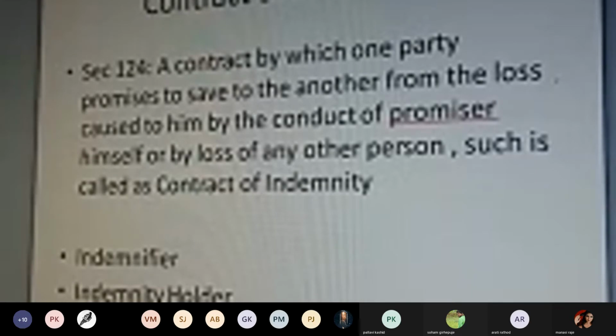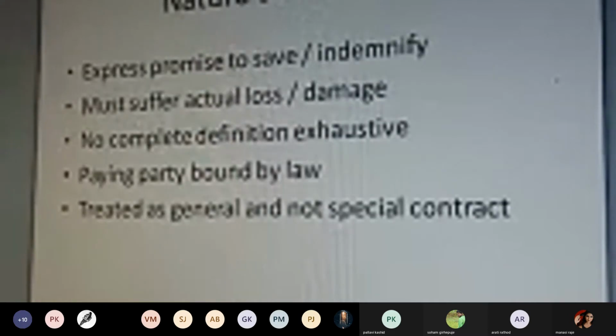So if at any stage you feel that a promisor cannot perform his promises, then any third party, any other person, can come forward and take a certain guarantee as to how the promisor may perform his promises. So when a third party comes into the contract looking for a certain assurance that the promisor will perform his promises, that contract is called a contract of indemnity. In this case, two parties exist: the indemnifier and the indemnity holder who has entered into the contract.